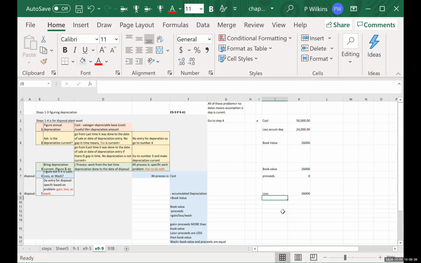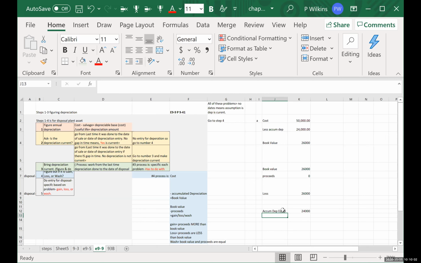So in order to do this entry, we have no cash involved because we weren't paid any cash. We just salvaged it. We took it to a scrapyard. So we are going to debit accumulated depreciation, equipment, and we're debiting that for the $24,000 to get rid of that.